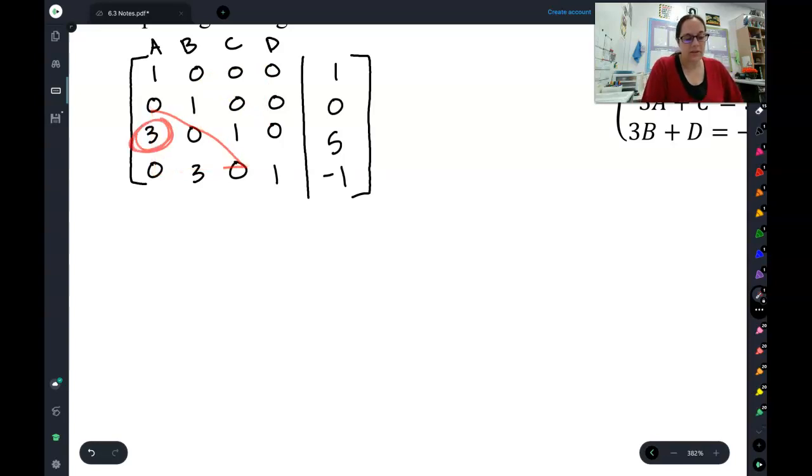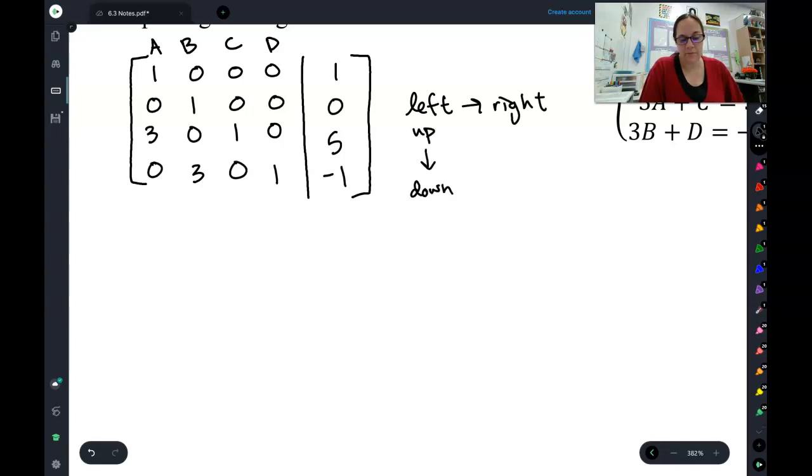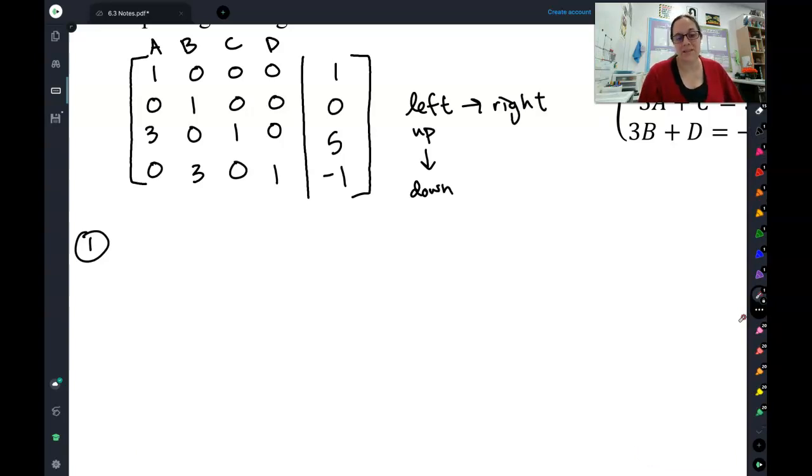So I need to focus on this 3 and this 3. Now, a key that I have for getting to reduced row echelon form is to work from left to right and from up to down. So we start in the leftmost column, and then now that we're in the leftmost column, we go up to down. So this one is already a 0, that's fine. So that means this is the one I'm going to work with first. Left to right, up to down. So step 1, I need to get rid of this 3. Now, to get rid of this 3, I'm going to do our row operations. Multiply and add to get it to be a 0 there.